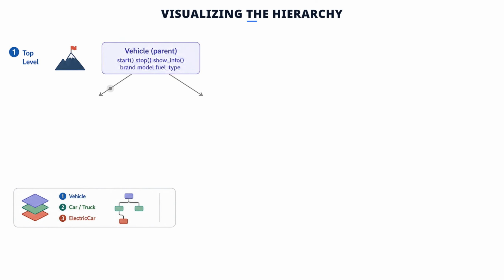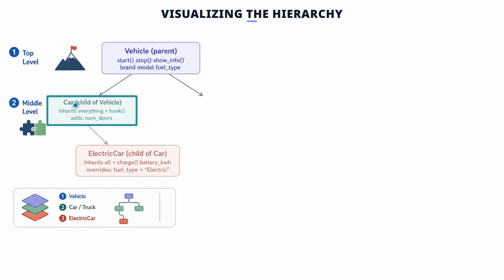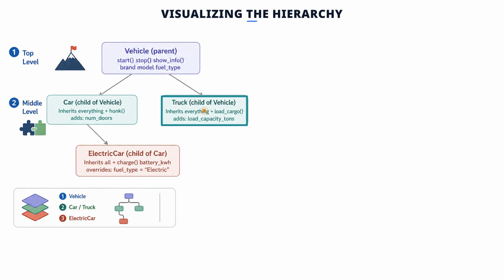As we follow the arrows down, we reach the first level of inheritance. Here we have two distinct child classes, the car and the truck. Notice what's happening here? Both of these boxes specify that they inherit everything from the parent above them, but they also specialize. The car adds a honk method and counts the number of doors, while the truck adds the load cargo method and tracks its capacity in tons.